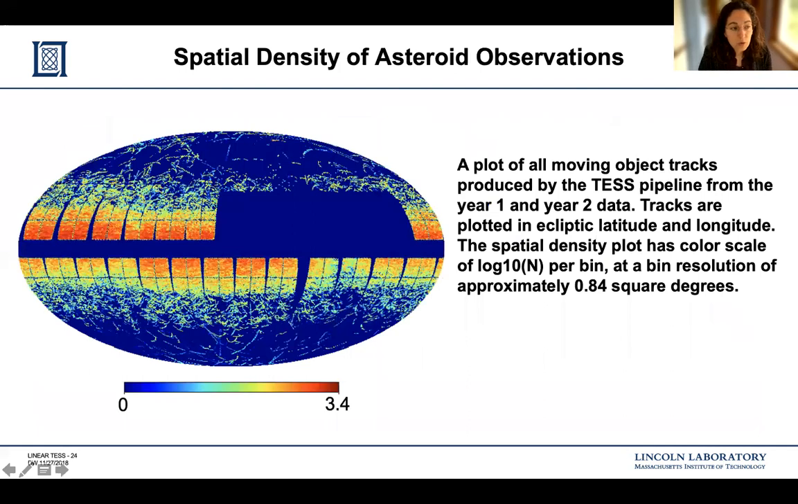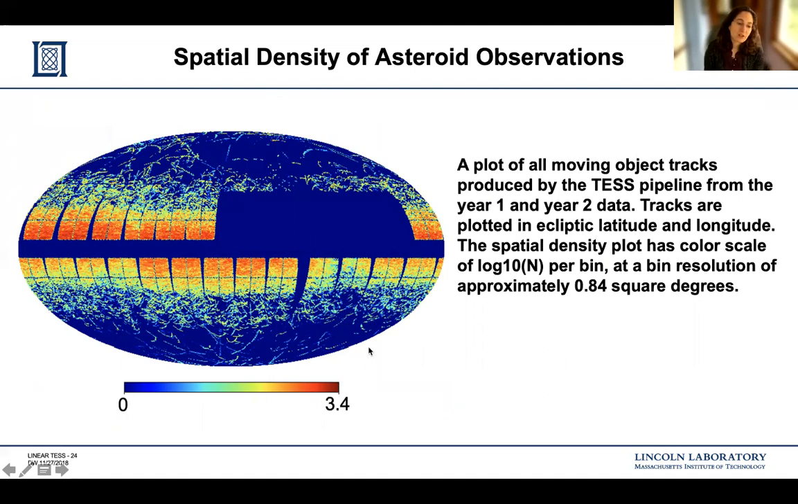So what are we observing? There is a spatial density plot of our asteroid observations. This is a plot of all moving objects observed by TESS in years 1 and 2. So these are individual observations. You can see, for example, certain objects moving through a field. So these have shown all points measured for each object.